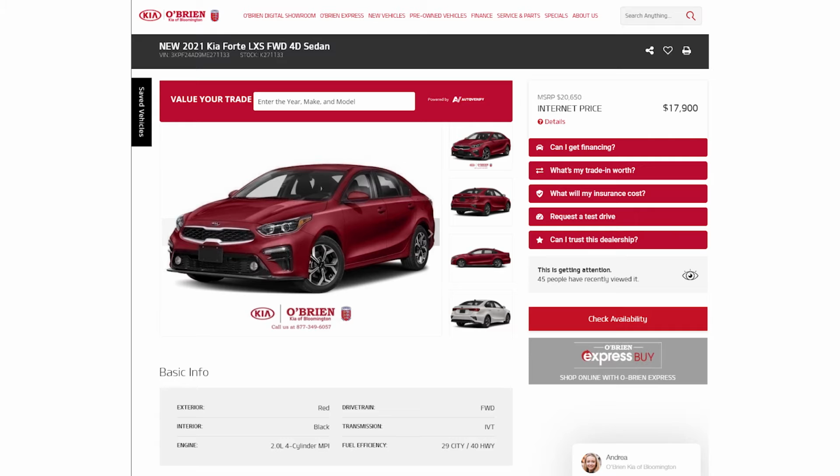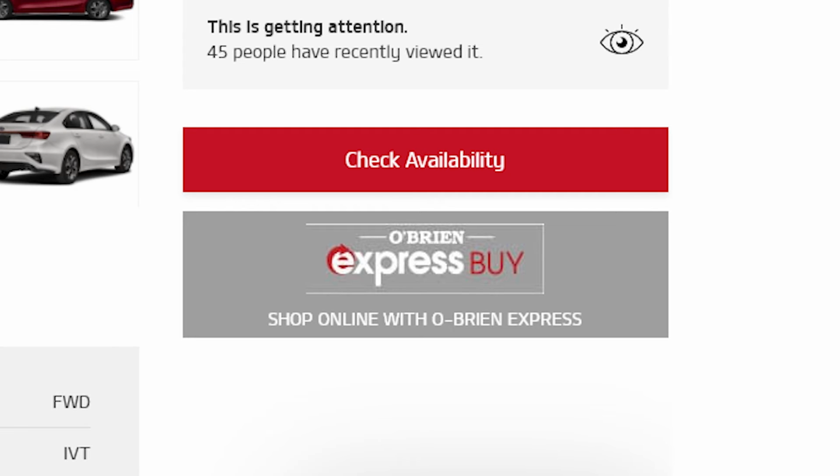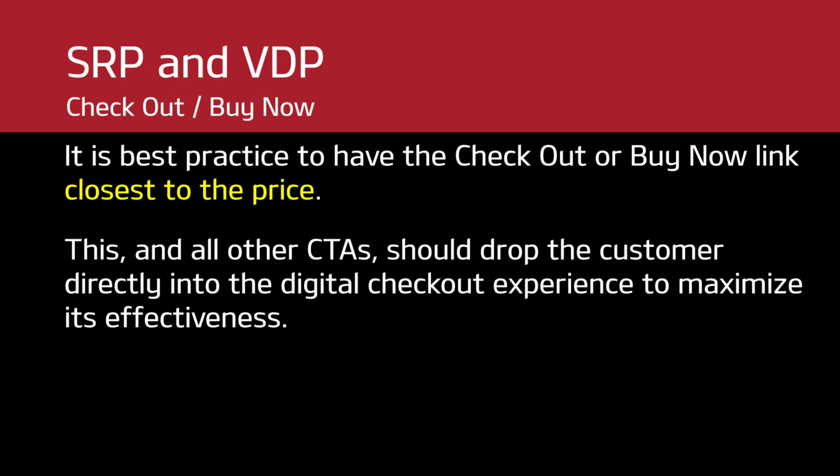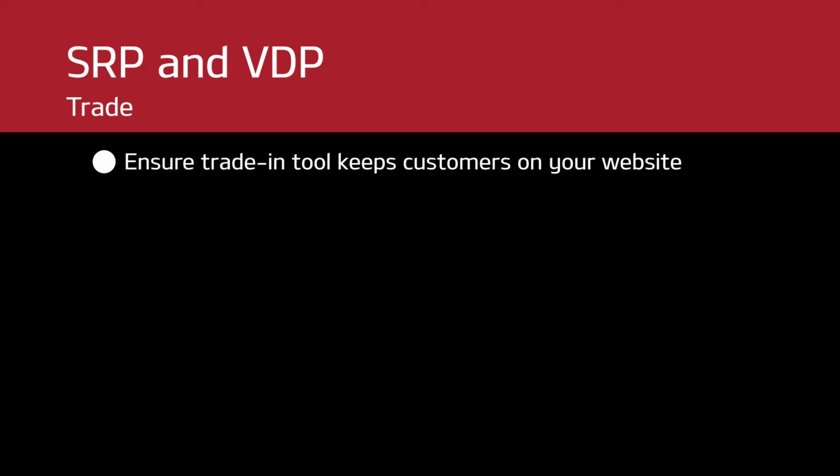If you look at this example, O'Brien Kia of Bloomington has branded their digital checkout as O'Brien Express, and it is mentioned by name with a banner here and in many places on their website. This and all other CTAs should drop the customer directly into the digital checkout experience to maximize its effectiveness. Your digital checkout tool will allow you to place the customer precisely where they are in the checkout process that meets their needs. Trade is also a very important CTA. It is very important that the trade app you use keeps the customer on your dealership's website instead of linking to another company.